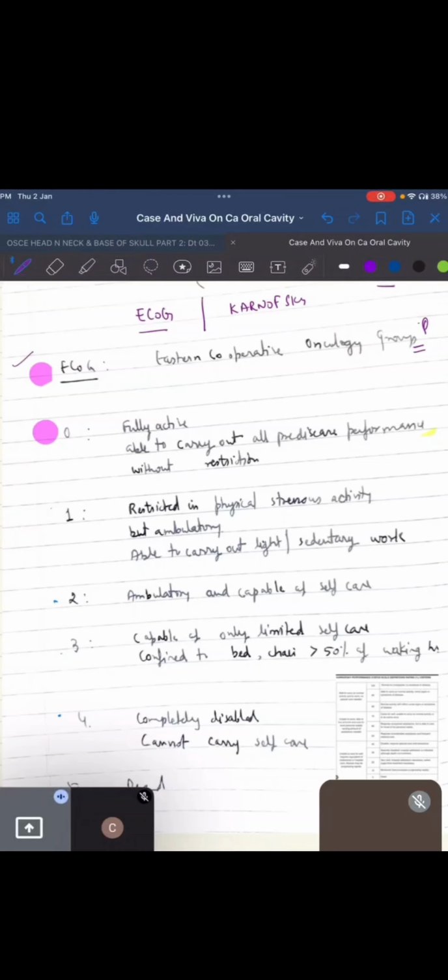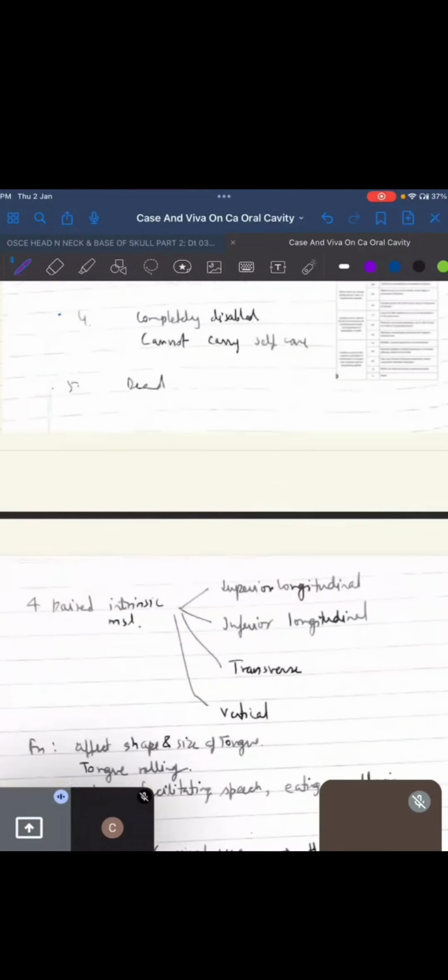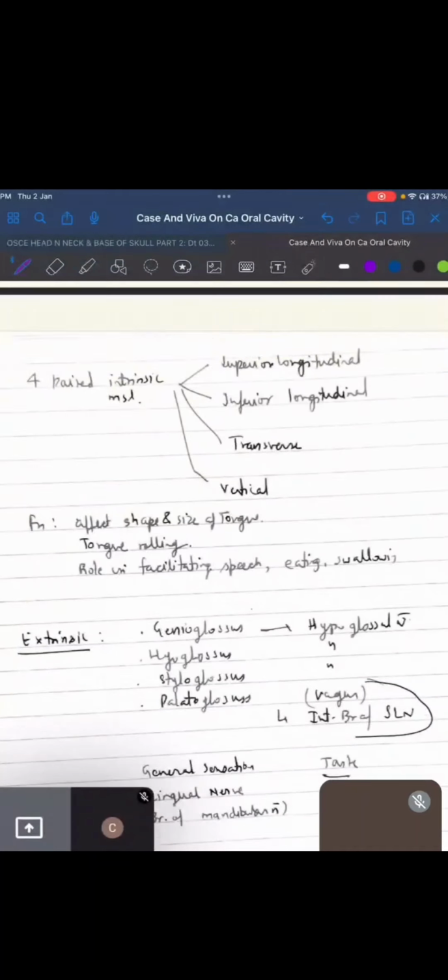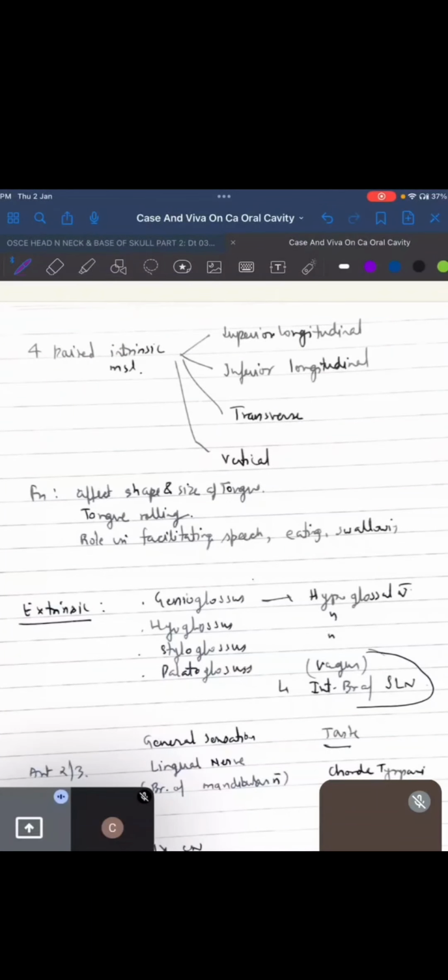Whatever you are including in your exam, it's not necessary that you include both ECOG and Karnofsky. Anyone you can include, but please remember both of them. At least the names are very important. ECOG's 0 to 5 you cannot forget. Okay, moving ahead.